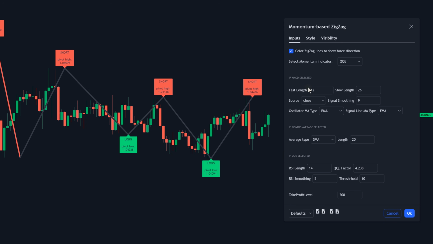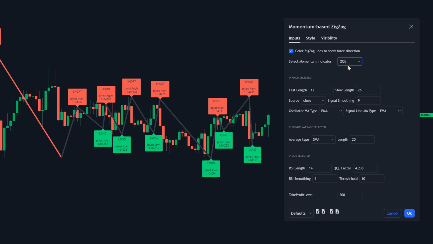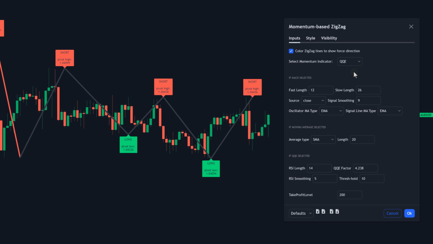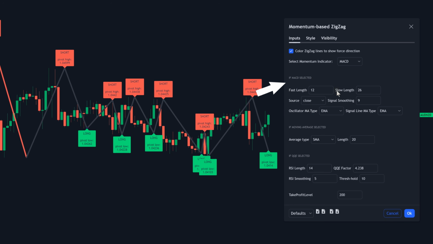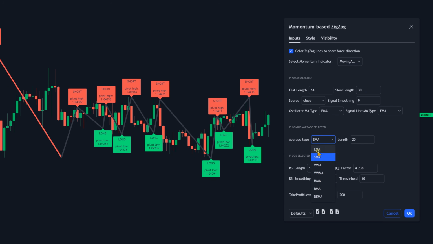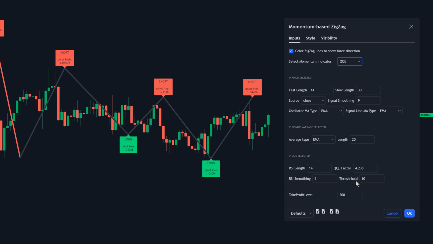Now, to identify reversals quickly and accurately, this tool integrates with various momentum indicators like the MACD, the moving average, and the QQE. For this video, we're gonna stick with the QQE. And then we have options to modify the settings of any of these momentum indicators that you choose. For example, if you go with the MACD option, these are the settings to change the fast length, the slow length, etc. If you choose the moving average, these are the settings for your modifications. And for the QQE, here are the settings to change the RSI length, the QQE factor, the RSI smoothing, and the threshold. For this video, we're gonna stick with the default values.